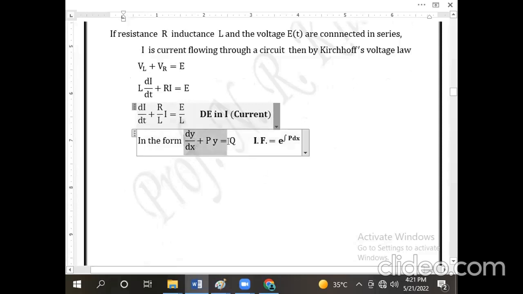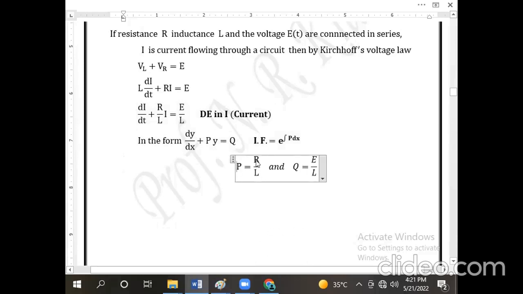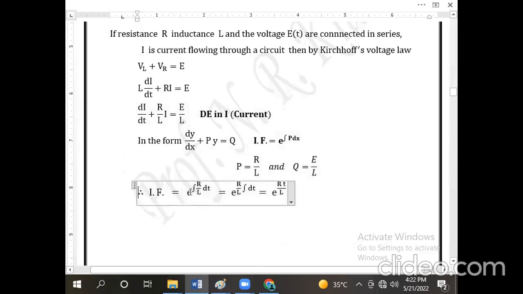We know that when the differential equation is in the form dy by dx plus P times y is equal to Q, its integrating factor is e raised to the integration of P with respect to the x variable. When we compare, the value of y is I, the value of P is R upon L, and the value of Q is E upon L. So the integrating factor of this differential equation is e raised to integration of R upon L dt.